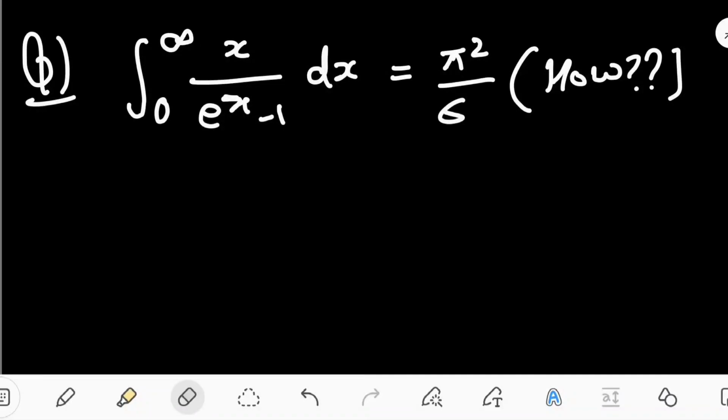Today we'll solve the integral from 0 to infinity of x upon e to the power x minus 1 dx, and it surprisingly comes out to be pi square by 6.